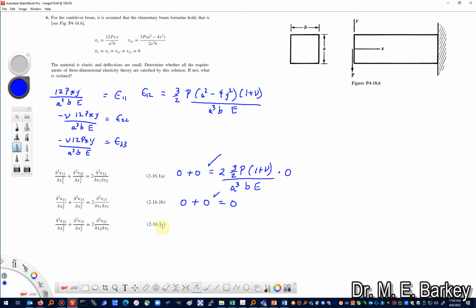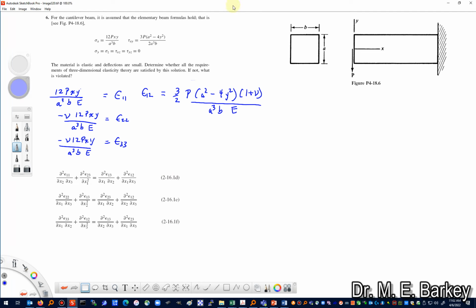Second partial of epsilon 2 with respect to z, that is 0, plus the second partial of epsilon z with respect to y. Since it's the second partial, that's 0. And then we have the 2 times the second partial of epsilon 2, 3, that would be yz. We don't have any yz, so all 3 of those are okay. All right, now let's check the next 3.